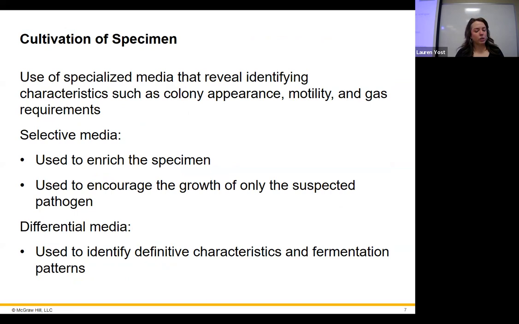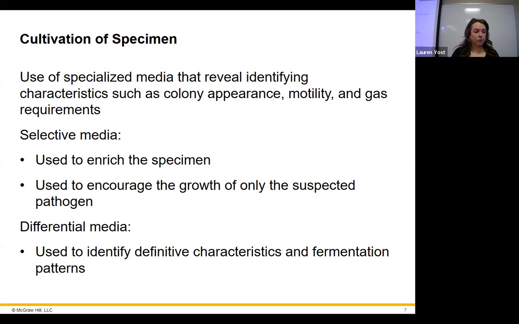We might want to use specialized media in order to help identify what we think the organism might be. If this person has some sort of sore throat and we think it is bacterial, maybe we think it's strep, how would you go about proving that without doing PCR? Or if you don't have some sort of rapid testing available, those would still fall into our diagnostic mechanisms, of course, but there's a lot of other tests that we could do to break it down. We could use things like selective and differential media, which we inoculated in our lab the last time.